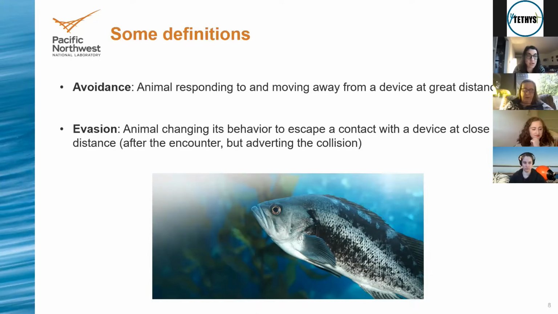First of all, in models, we can have several behaviors such as the avoidance, which occurs when an animal is responding to and moving away from a device at great distances. We can have also the evasion, which is when an animal is changing its behavior to escape a contact with a device at close distance. So that would be after the encounter, but averting the collision.